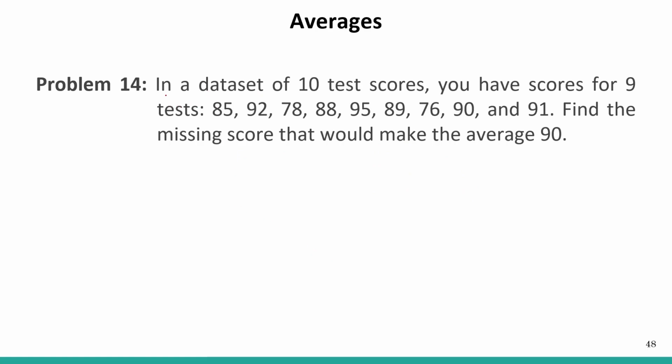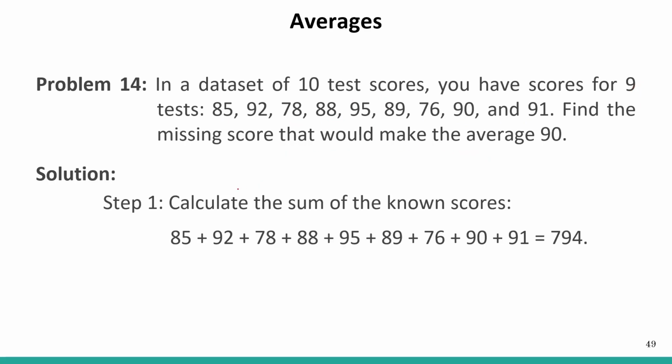So let's see problem number 14. In a dataset of 10 test scores, you have scores for 9 tests, that is 85, 92, 78, 88, 95, 89, 79, 90 and 91. Okay, so find the missing score that would make the average 90. So step 1 is calculate the sum of the known scores. So these are the known scores, right? And adding them, what we are left with is 794.